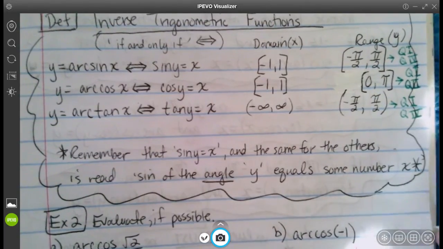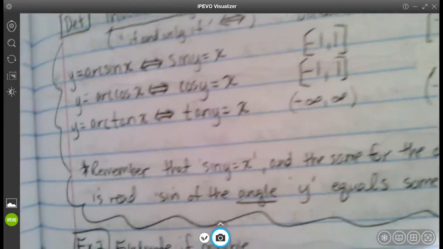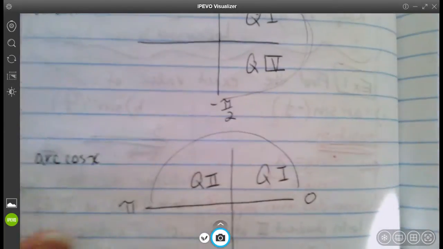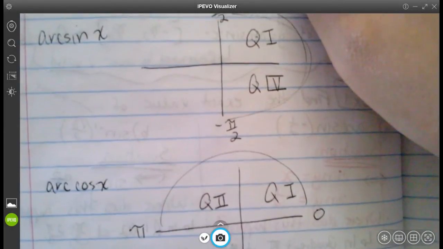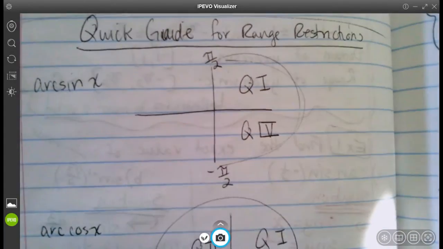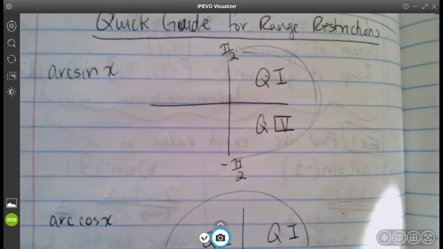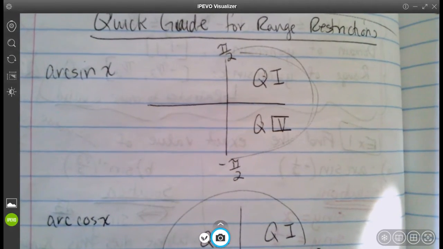Before I show you the examples, I do want to show you this quick guide that I made, again, totally last minute. I put it on the next page. You can put it underneath this if you'd like. And here's what it looks like. It's a quick guide for the range restrictions, just so you know which part of the unit circle you're going to look at.